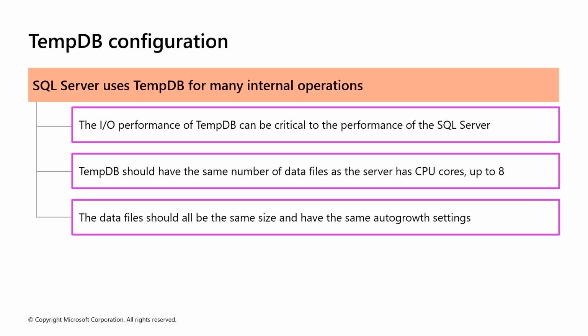Best practices include configuring tempdb with the same number of data files as CPU cores, up to 8, and ensuring all files are equal in size and have identical auto-growth settings to avoid contention and maintain balanced performance. Prior to SQL Server 2016, DBAs often used trace flags 1118 and 1117 to address allocation and growth issues, but newer versions support these configurations natively.